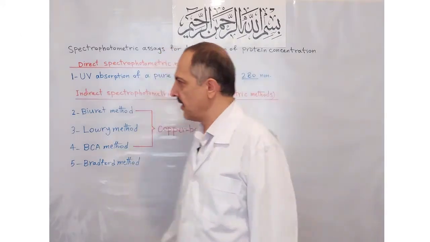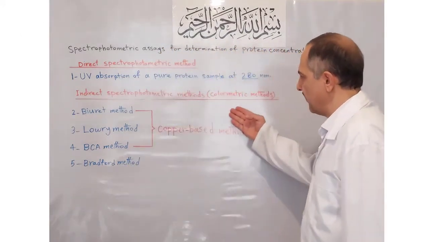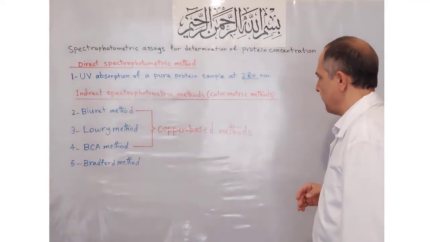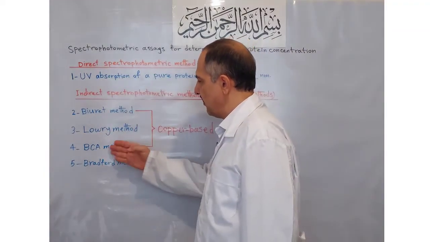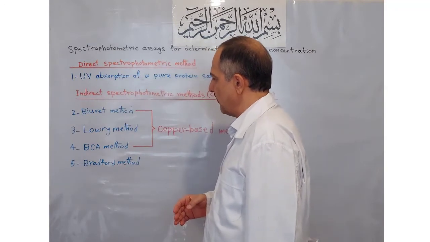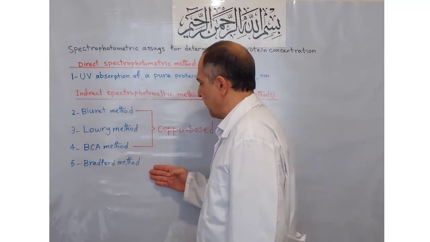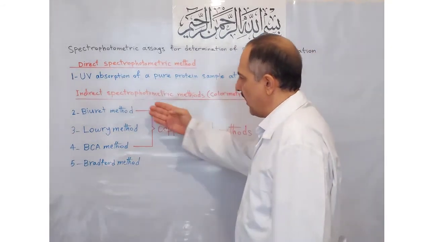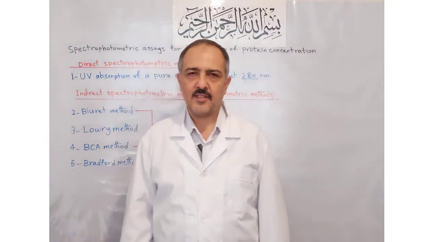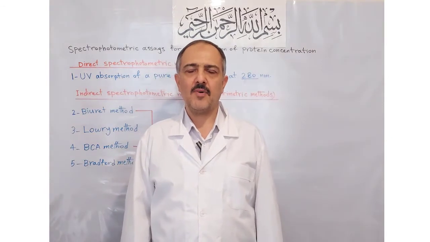The most common current indirect spectrophotometric methods, also called colorimetric methods, include the Biuret method, Lowry method, BCA or bicinchoninic acid method, and Bradford method, of which the first three are copper-based. The Biuret method is a method for detecting the presence of peptide bonds.